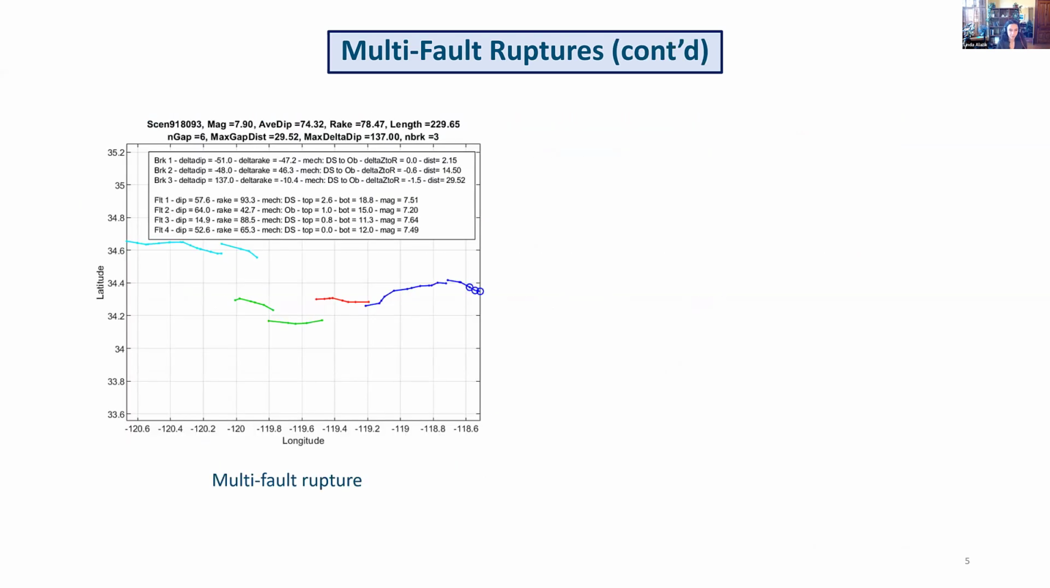So here is an example of a multi-fault rupture. This is a single rupture in USOR3 with a magnitude 7.9. You can see it has 6 fault gaps. The individual colors show the different fault strands within one rupture. These are the points where this was flagged as a multi-fault rupture because of large changes in dip and rake angles. You can see within one fault strand, we still have fault gaps that we needed to deal with.